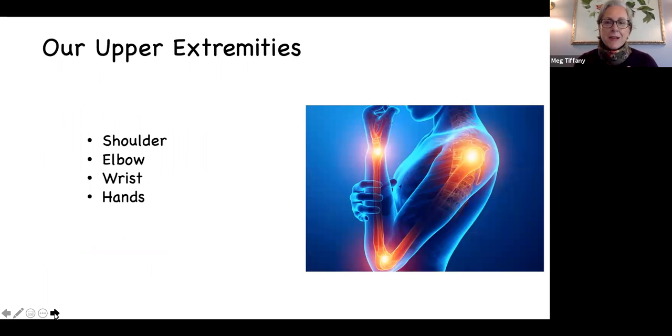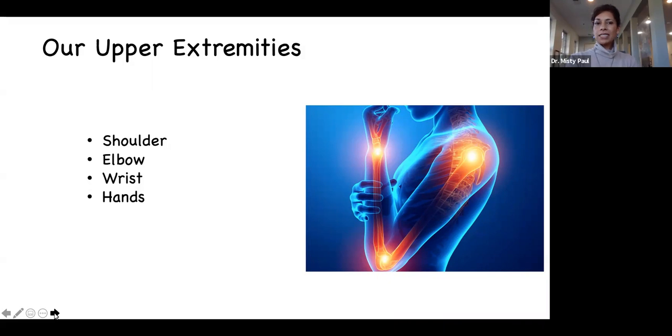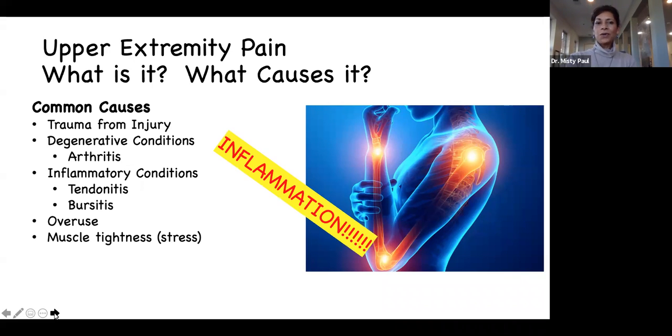So I'm going to give it back to Misty to talk and define what we mean by our upper extremities and talk a little bit about what the causes are for pain in these areas of our body. Thanks, Meg. So today we're going to be discussing pain or soreness or stiffness in the shoulder, elbow, wrist, and hands. So next slide, common causes.